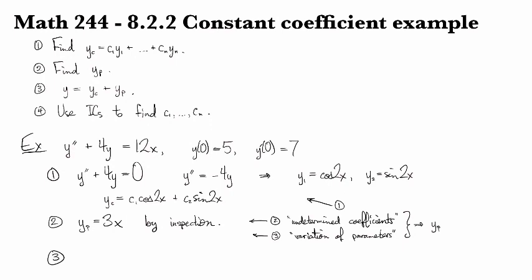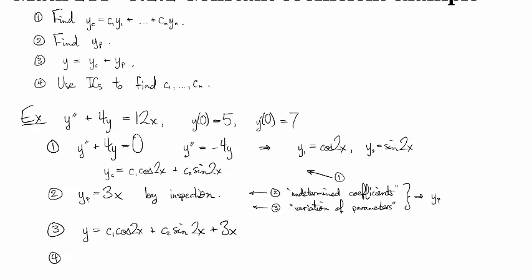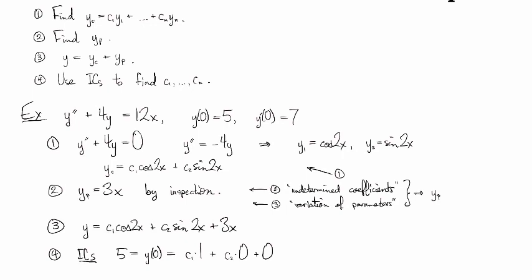So then the general form of the solution is going to be C1 cosine 2x plus C2 sine 2x plus 3x. And now that we have our general solution, we can go ahead and use our initial conditions to find C1 and C2. So if we evaluate at 0, we get 5. And if we evaluate our formula at 0, we get C1 times 1 plus C2 times 0 plus 0. And so then that tells us that C1 is equal to 5.